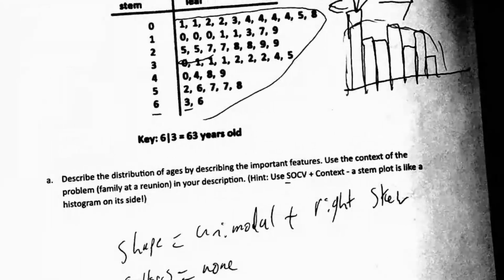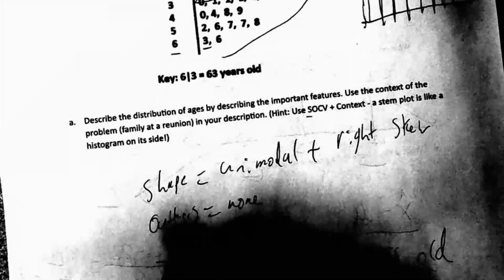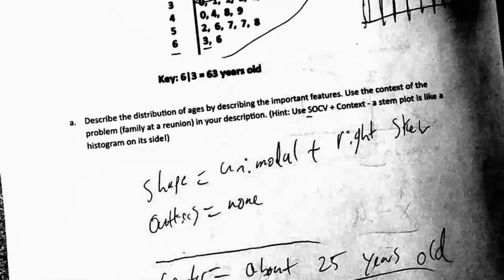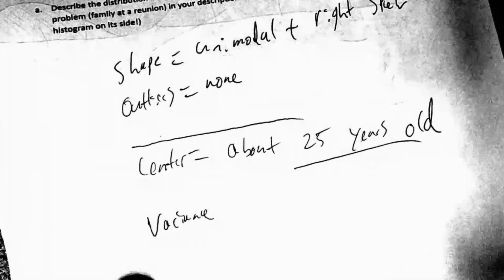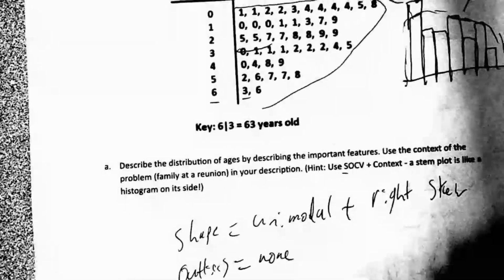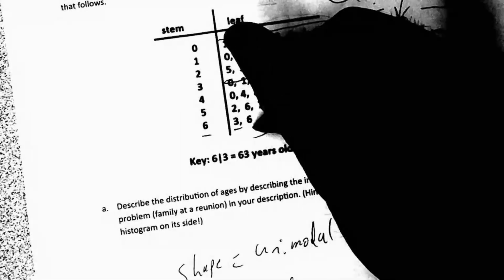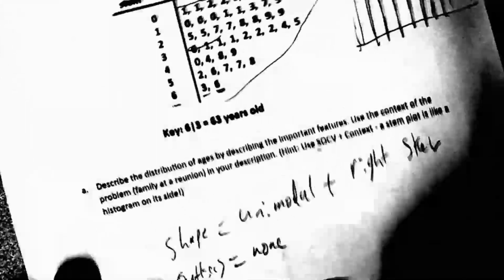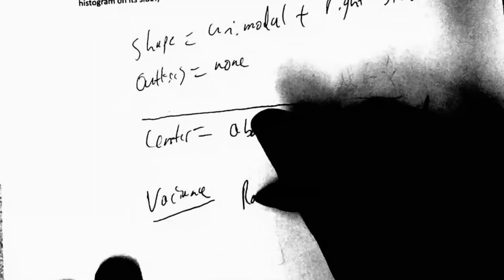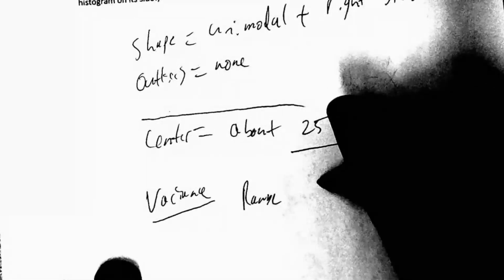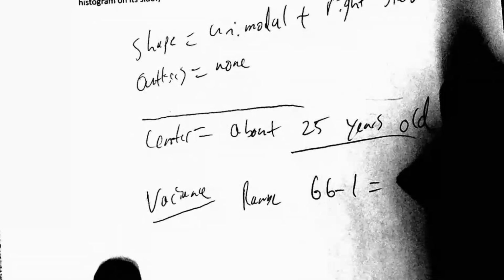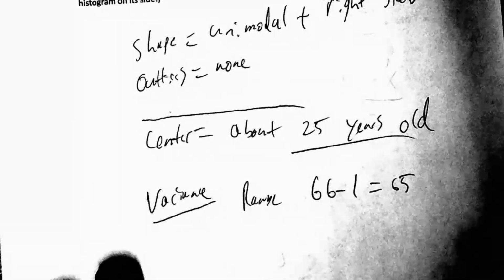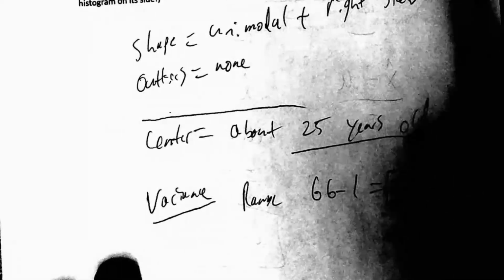And then the V, the variance, that's the spread of the data. For the time being, you can sort of talk about the range. So our highest age is 66 right here, and our lowest age is 1. So we can talk about the range being 66 minus 1 equals 65. So we have a range of 65. Okay.